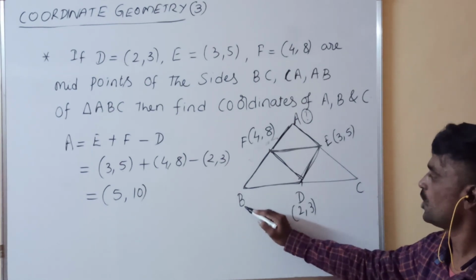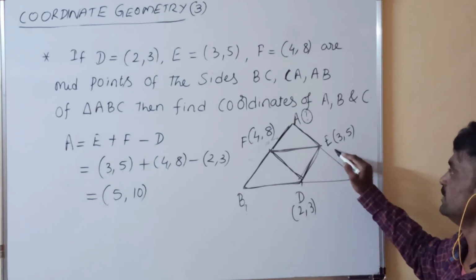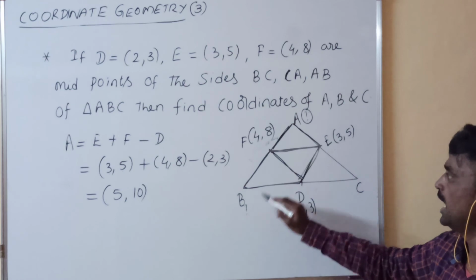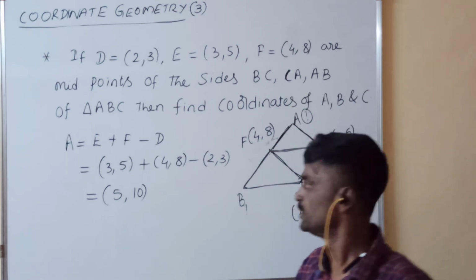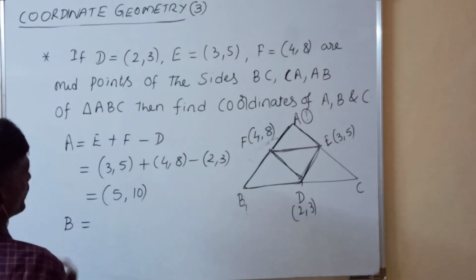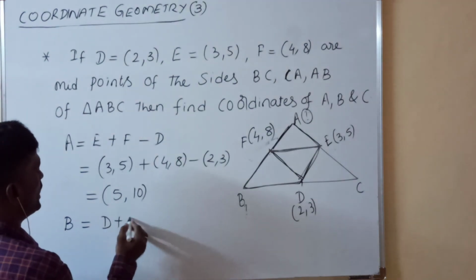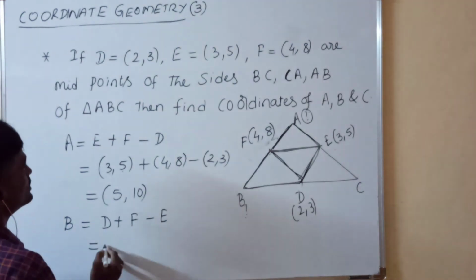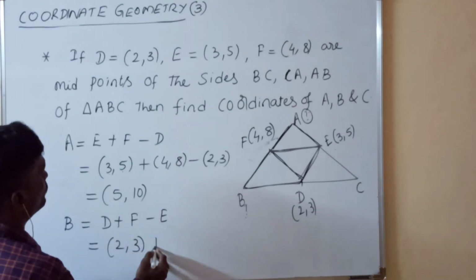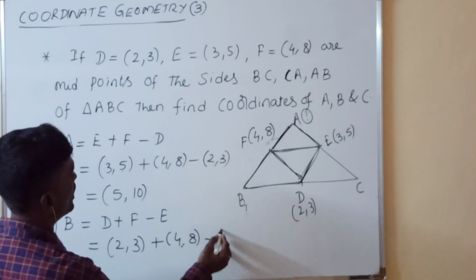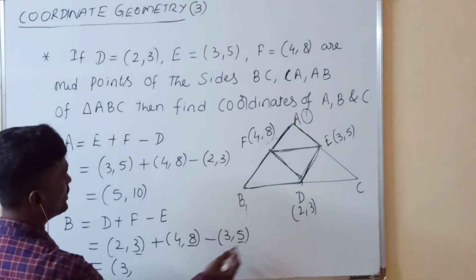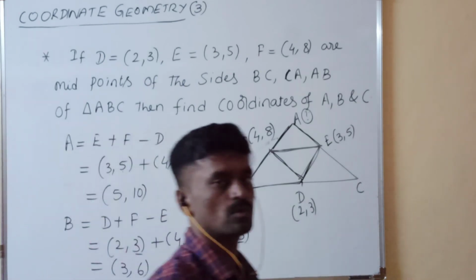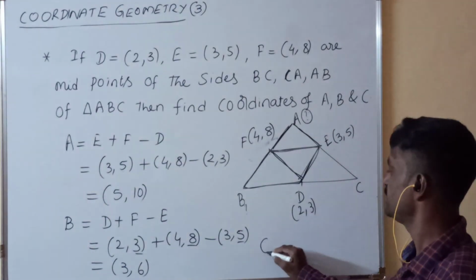In this parallelogram, B is the unknown vertex. What is the vertex opposite to this unknown vertex? E. So how can we find B? Adding F and D, and from that result we have to subtract E, correct? So thus B is equal to D plus F minus E. What is D? 2, 3 plus F 4, 8 minus E minus 3, 5. So 2 plus 4, 6, 6 minus 3, 3. 3 plus 8, 11, 11 minus 5, 6. Thus B coordinates are what? 3, 6.